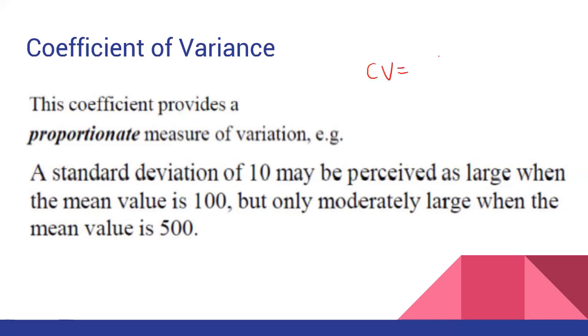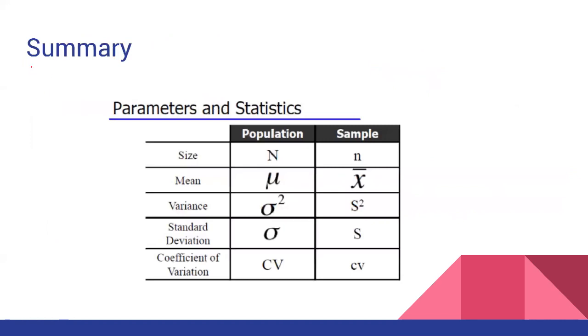So if we use standard deviation over mu, that means for one unit of mu, what is the standard deviation? That eliminates the impact of mu, right? So sometimes you'll see that we use the coefficient of variation to measure the variability of the data. Okay, so any questions? No? Okay, if you have no questions, let's make a quick summary.